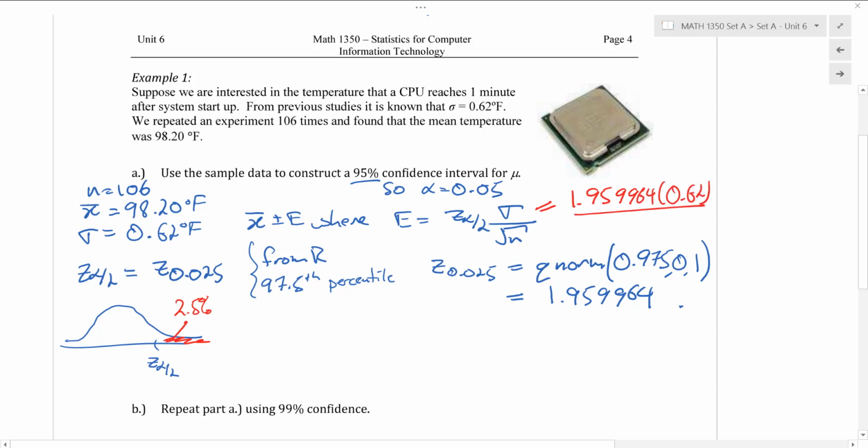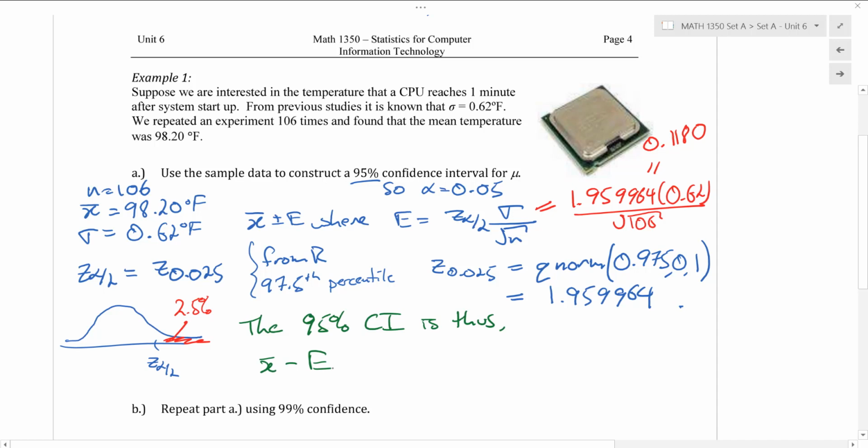Standard deviation and the square root of 106. One can crunch that out. It comes out to about 0.1180. And so now all of these numbers come together to give us our E. And so we can compute now the 95% confidence interval. Often we will abbreviate confidence interval to just CI.